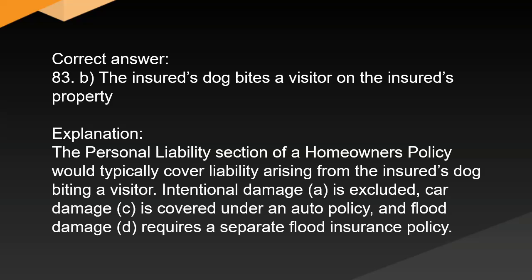Correct answer. B, the insured's dog bites a visitor on the insured's property. Explanation. The personal liability section of a homeowner's policy would typically cover liability arising from the insured's dog biting a visitor. Intentional damage, A, is excluded. Car damage, C, is covered under an auto policy, and flood damage, D, requires a separate flood insurance policy.